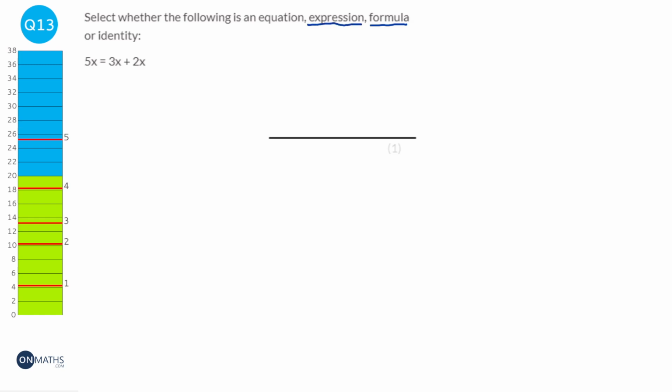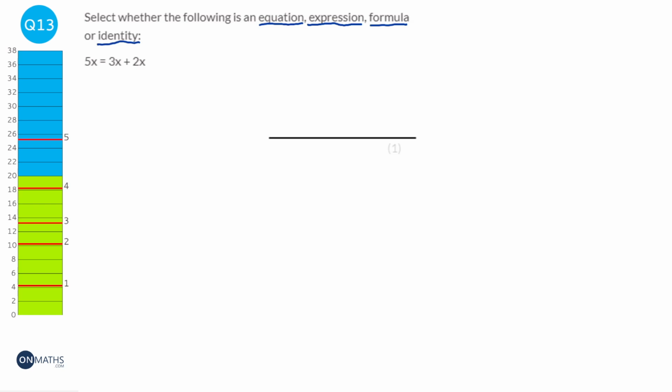Expression is just algebra without the equal sign. So 5x plus 3 would be an expression. An equation has an equals and it can be solved. So you can find out what x is or find out what a is. And an identity is true for all values of that letter. So an example would be x times x equals x squared. That's an identity because that's true for all values of x.